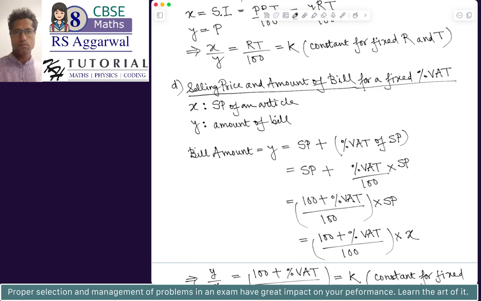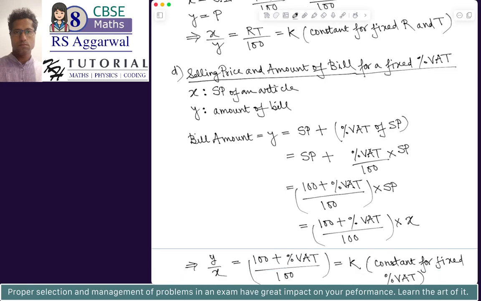sales tax and selling price that the bill amount will be equal to Y, since Y is representing the amount of bill. So bill amount is Y, which conceptually is equal to the selling price plus the amount of VAT, which is calculated based on the percentage VAT and the selling price. So the amount of VAT is percentage VAT of SP. So we have SP plus percentage VAT by 100 multiplied by SP, which is equal to 100 plus percentage VAT by 100 multiplied by SP.